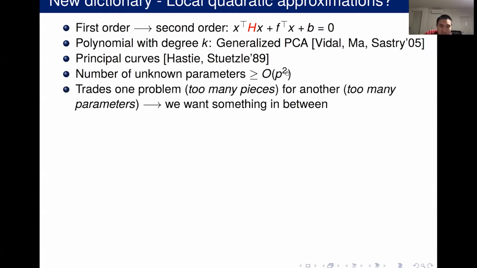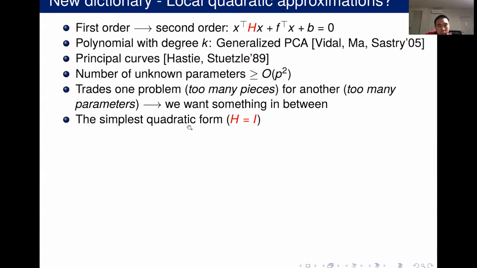So we don't want to treat one problem for the other because this p is sometimes huge. But we want something in between first order and second order approximation. So we call this 1.5 order approximation. So consider the simplest quadratic form. The order of p squared here comes from the matrix H.